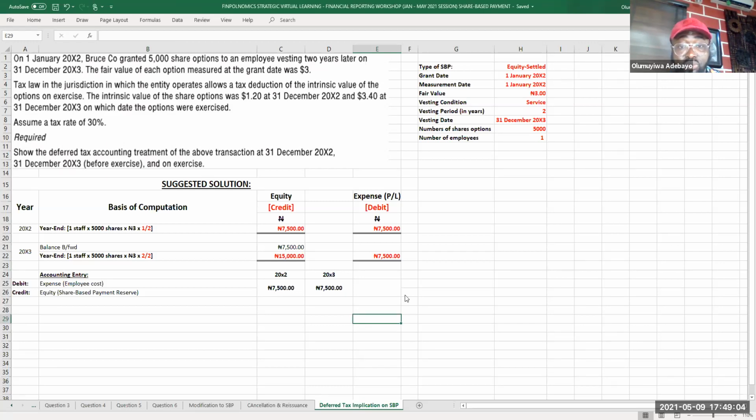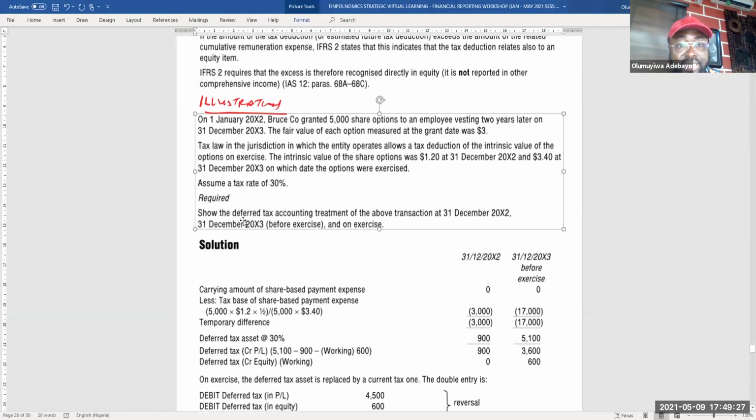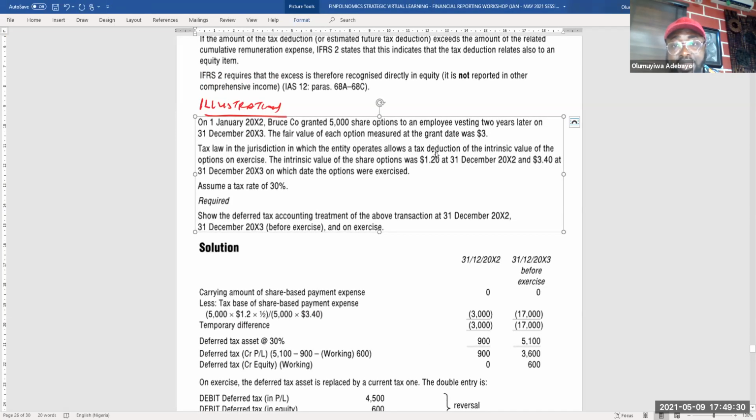What has happened with respect to deferred tax? This amount, though we have recognized it as expense, will not be allowed for tax deduction until the settlement date. Now, the day of settlement has come, and we are going to settle based on the intrinsic value. And what do they say about the tax jurisdiction here? It was stated that tax law in the jurisdiction in which the entity operates allows the tax deduction of the intrinsic value of the option on exercise. The intrinsic value of the share option was $1.20 as at 31st December 20x2, and $3.40 as at 31st December 20x3, on which date the options were exercised.